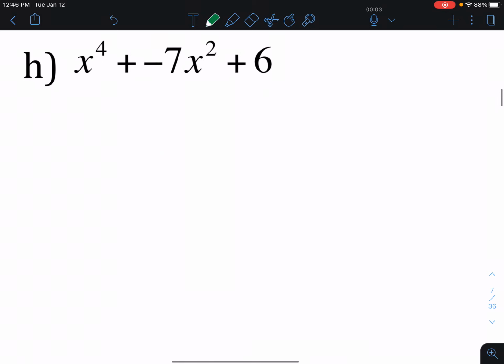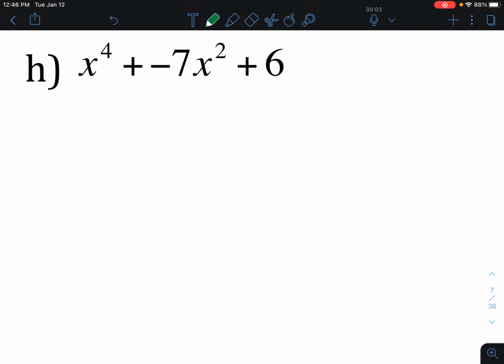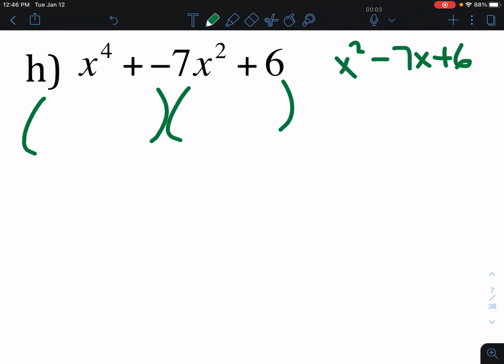Letter H is actually called a trinomial to a higher degree. So this is new for today. We are going to treat this very similar to this guy here. Except that instead of having x and x in the parentheses, the x to the fourth splits up into x squared and x squared. So the sign rules, we're going to ignore this. The b is actually a minus. So the c is a plus 6, the b is a minus, so that means my signs have to be minus, minus.